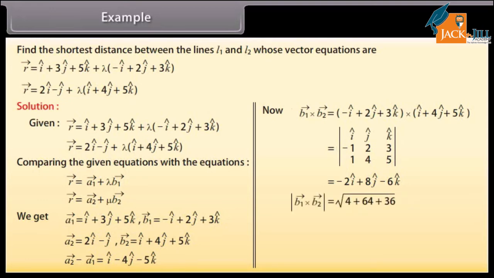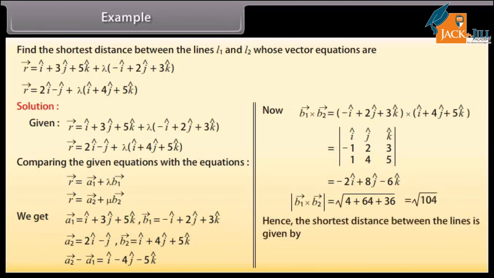Modulus of cross product of vector b1 and vector b2 equals square root of 4 plus 64 plus 36 equals square root of 104. Hence, the shortest distance between the lines is given by modulus of (minus 2 minus 32 plus 30) divided by square root of 104, equals 4 by square root of 104.